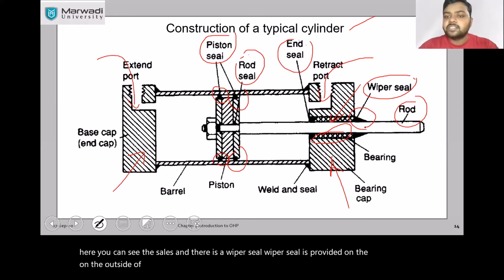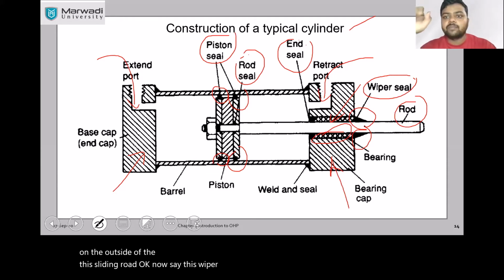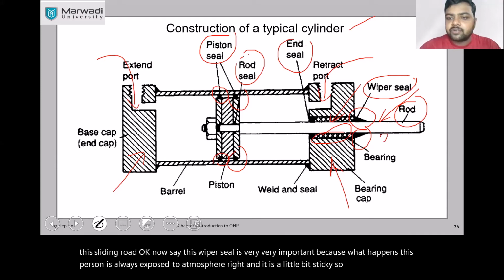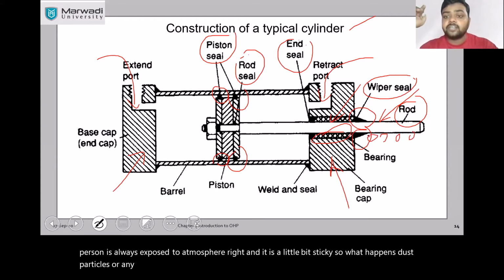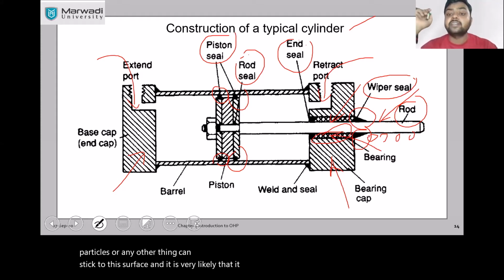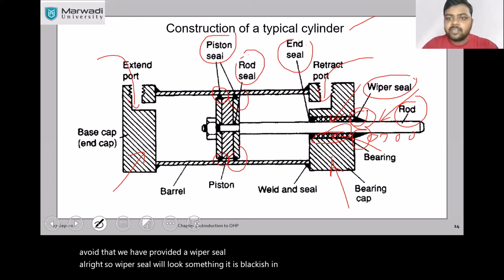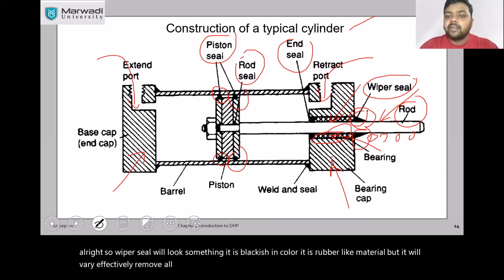Now see, this wiper seal is very important, because this portion is always exposed to the atmosphere, right? And it is a little bit sticky. So dust particles or any other thing can stick to this surface, and it is very likely that it will come in and damage the main seal. In order to avoid that, we have provided a wiper seal. It is blackish in color, a rubber-like material, but it will very effectively remove all the dust particles from entering the cylinder.